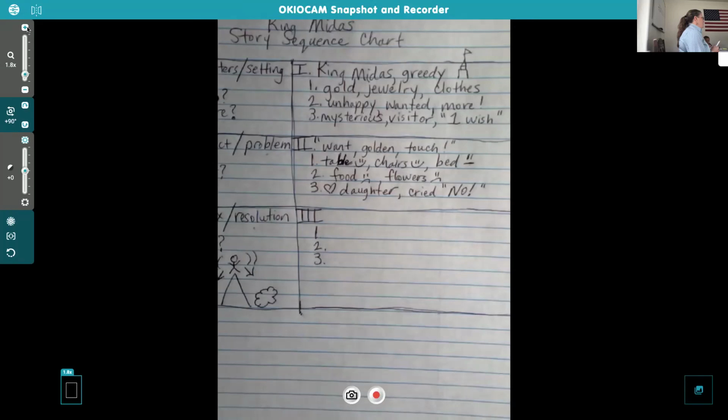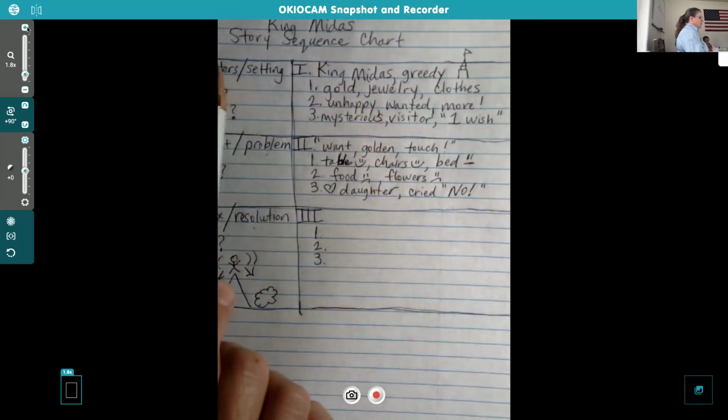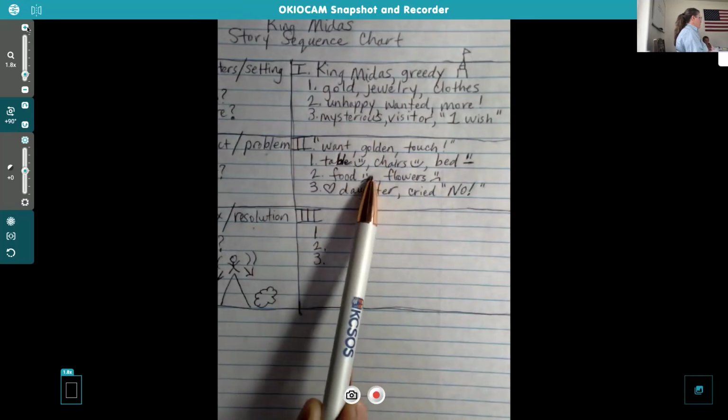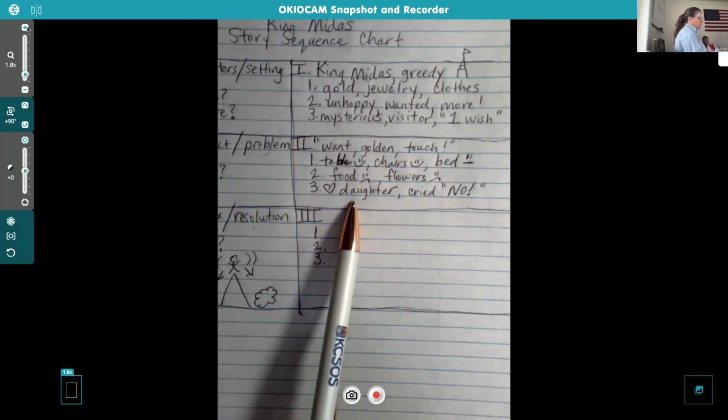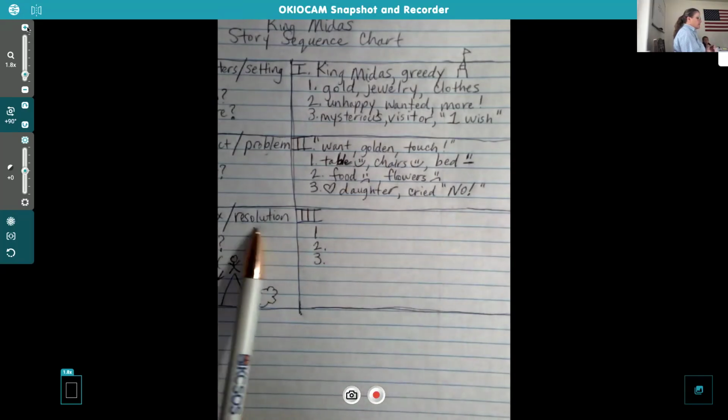This is new, so I want to make sure you guys fully understand how to do a story sequence chart. Basically, what you're doing is answering these questions in each box. This box was all about the characters and setting. This box is about the problem. We had to kind of lead into that, right? Now we're to the big problem right here. The daughter cried no. And remember the climax and resolution?